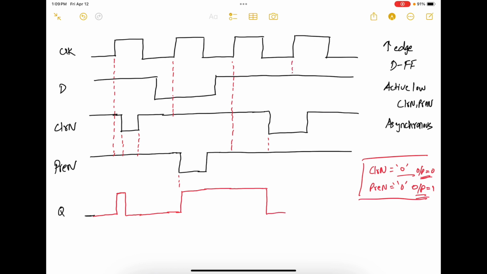Now this is our next rising edge. Notice that at this rising edge, ClrN is 0, D is 1. Even though D is 1, your ClrN is going to take precedence, which means it is going to override the clock and your output remains 0.